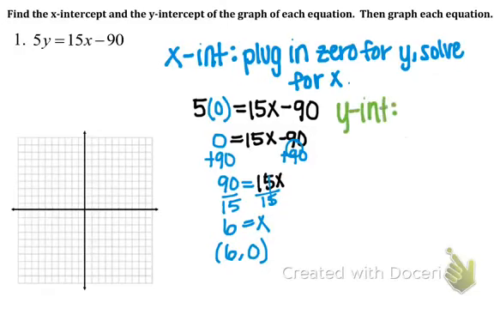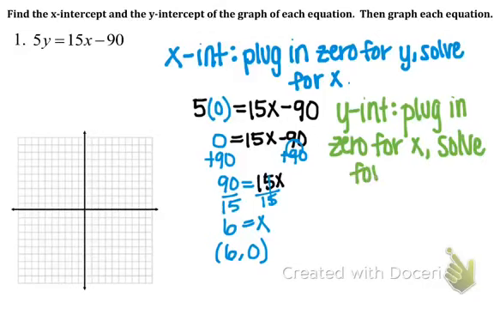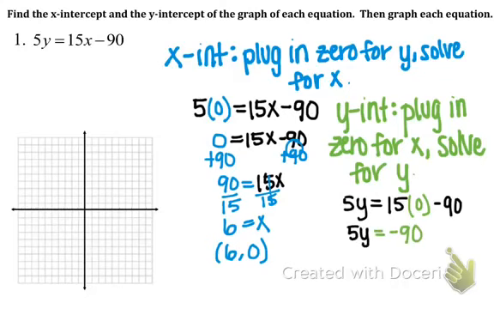Now I'm going to solve for the y-intercept. In order to solve for the y-intercept, I'm going to plug in 0 for x, then solve for y. So in my equation, 5y is equal to 15 times 0 minus 90. Well, 15 times 0 is 0, so I'm left with minus 90. Now I can just divide by positive 5, so y is equal to negative 18. Now I can write this y-intercept as a point. Since I plugged in 0 for x, 0 goes in the x-coordinate spot, and since I solved for y and got negative 18, that is in the y-coordinate spot.